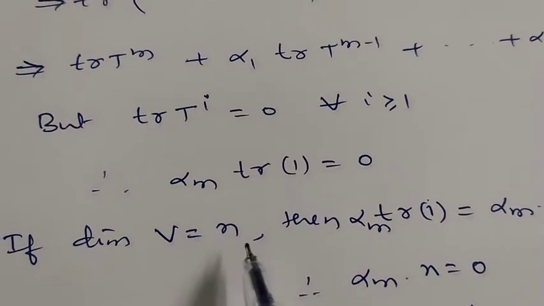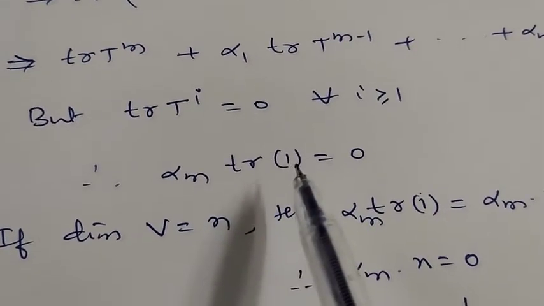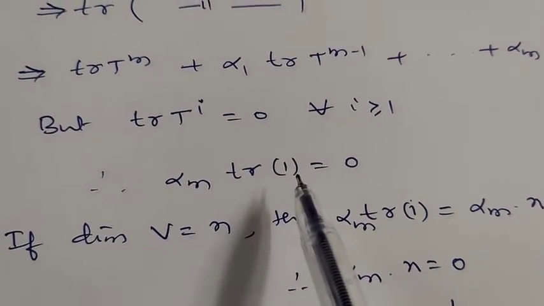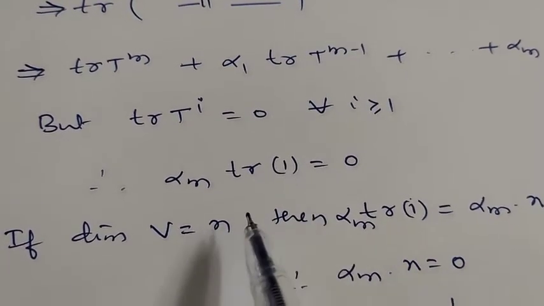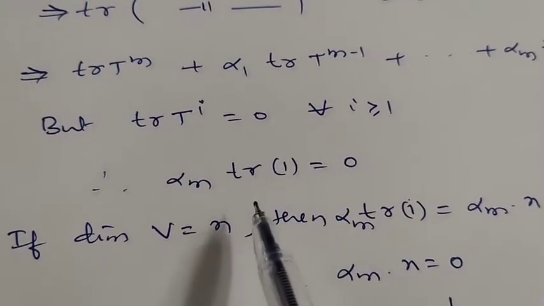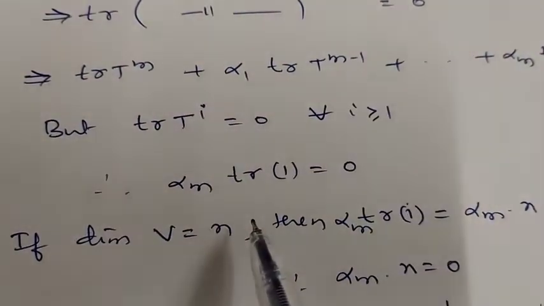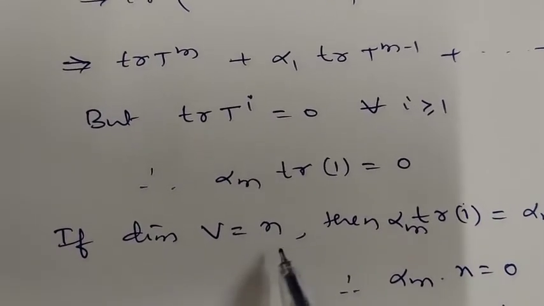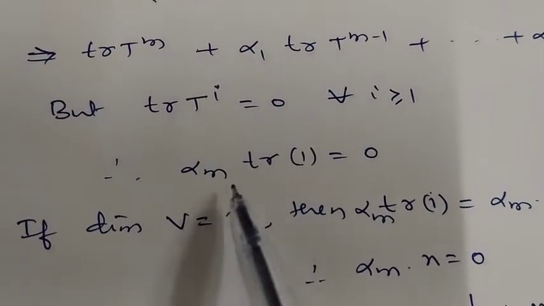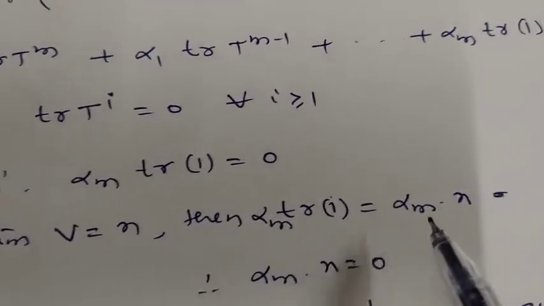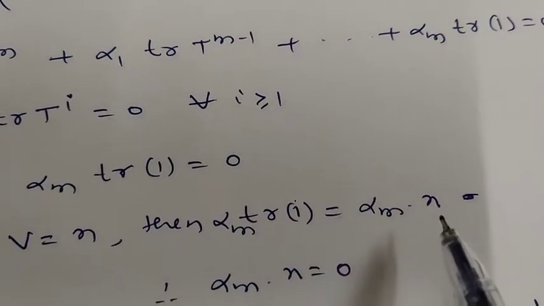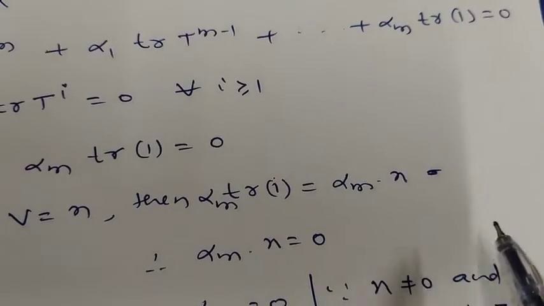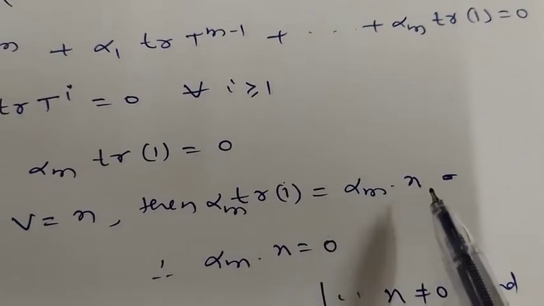But if the dimension of V is n, trace of 1 means what? It is the trace of a unit matrix or identity matrix of order n. Then what is the trace? The trace of an n cross n unit matrix becomes n. So alpha m into trace of 1 is alpha m into n, because the diagonal is 1, 1, up to n, so 1 plus 1 up to n times.